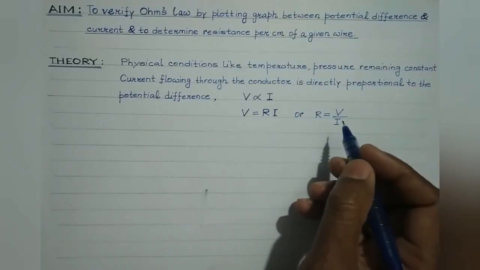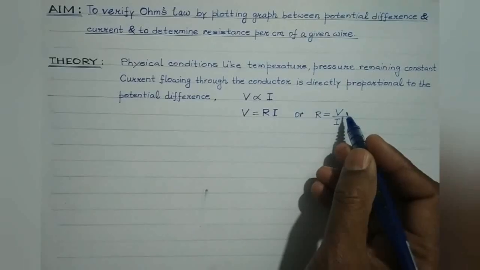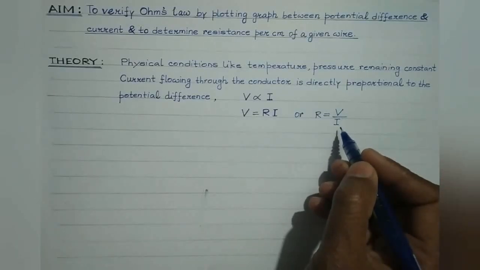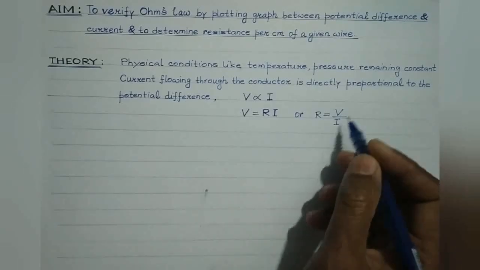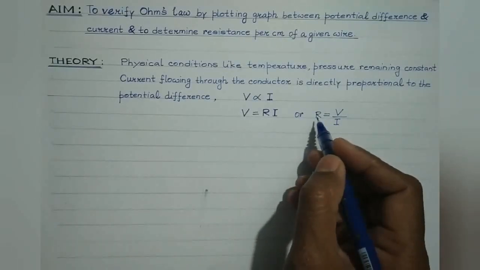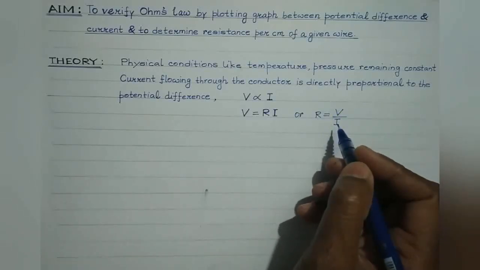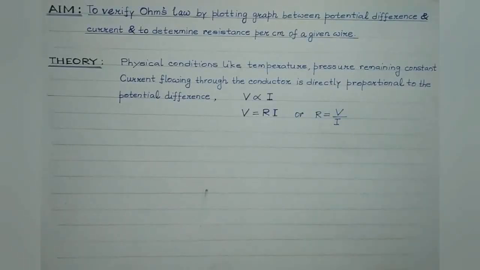So for that, we find the values of voltage for different values of current I. And then we will plot a graph between V and I, which would be a straight line indicating that resistance is constant. It is independent of the applied voltage and the current. Now let's discuss the circuit diagram and let's draw the circuit and make the connections accordingly.